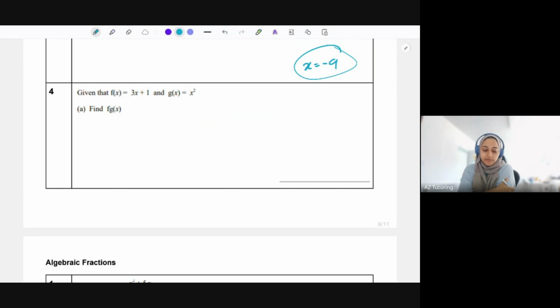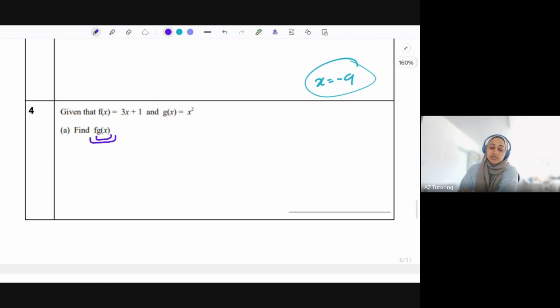Given that f of x is 3x plus 1 and g of x equals x squared, find f of g of x. So remember with composite functions, we do the inner first and then the outer. Well, what is g of x? g of x is x squared. So we're finding f of x squared, because we can't really solve g of x.